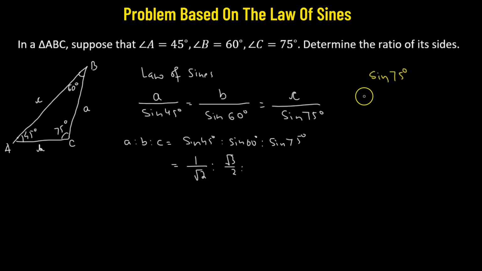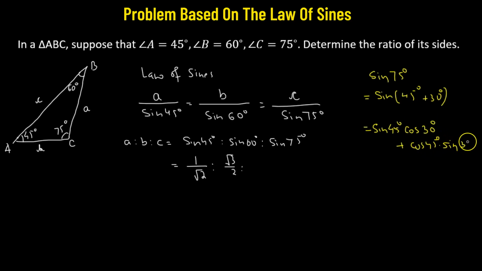Now we know that sine 75 degrees can be broken down as the sum of 45 degrees and 30 degrees. So we know sine of A plus B is given by sine A times cosine B plus cosine A times sine B. Fine. We know the standard value of sine 45 degrees, that's 1 over square root of 2, and cosine 30 degrees, that's square root of 3 over 2, plus cosine 45 degrees, that's 1 over square root of 2, and sine 30, that's 1 over 2.